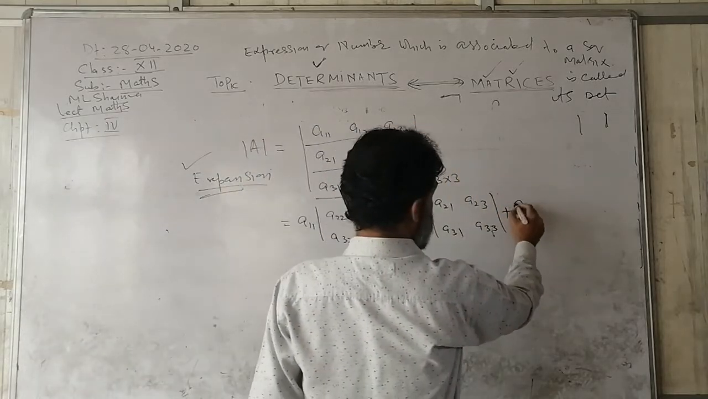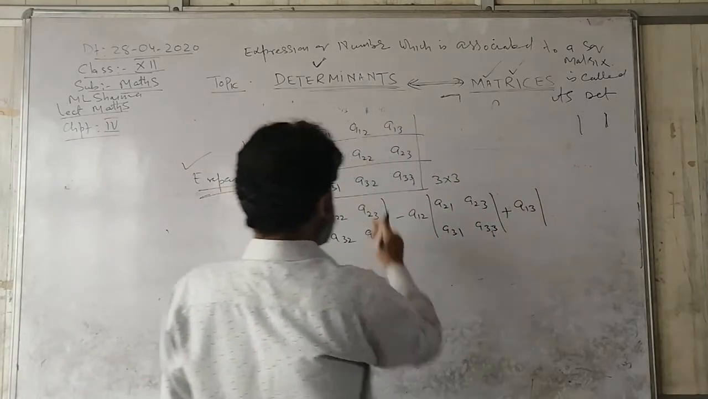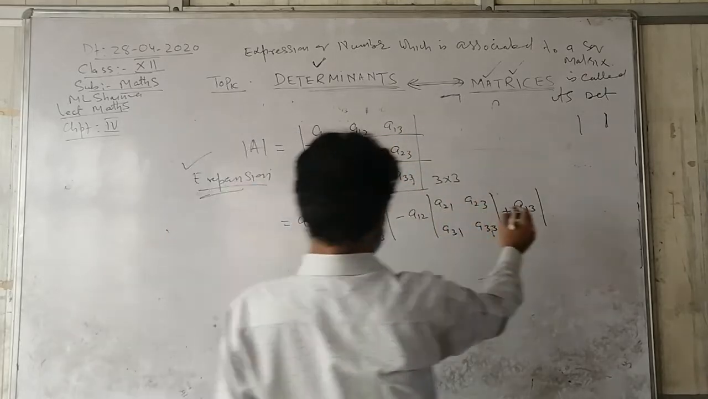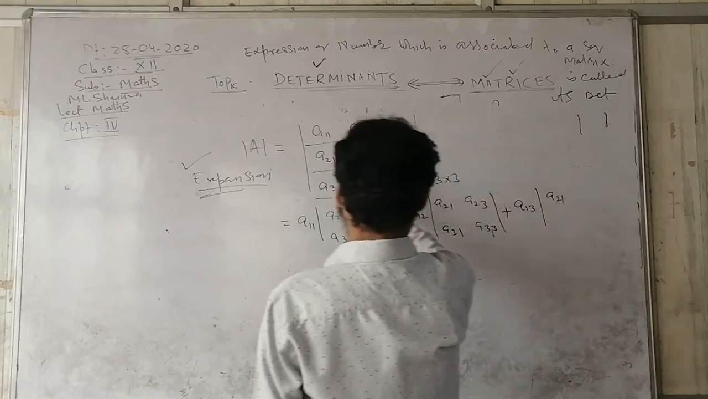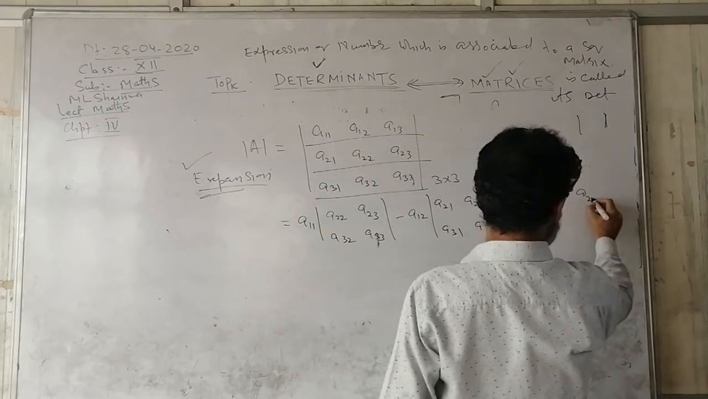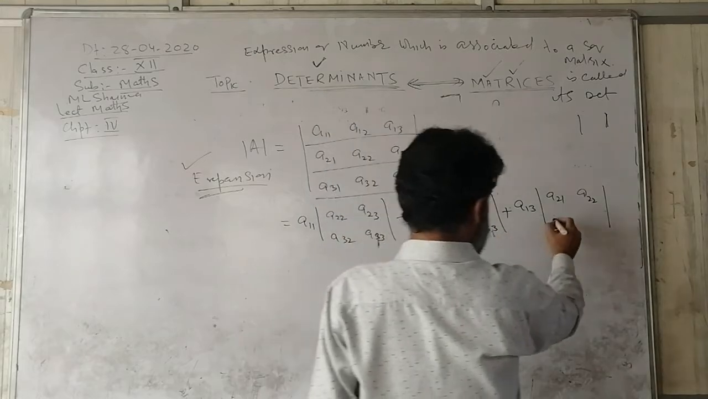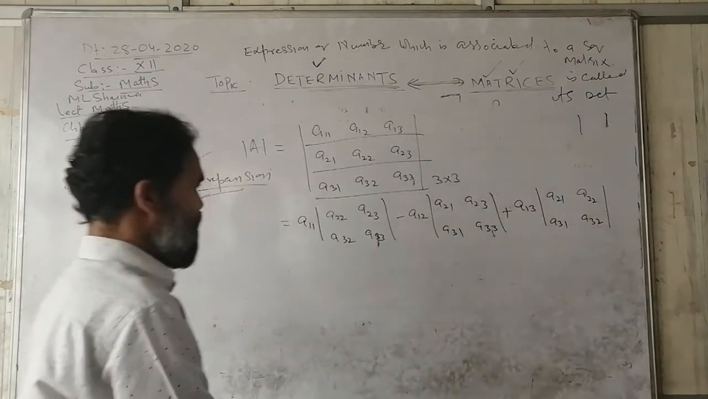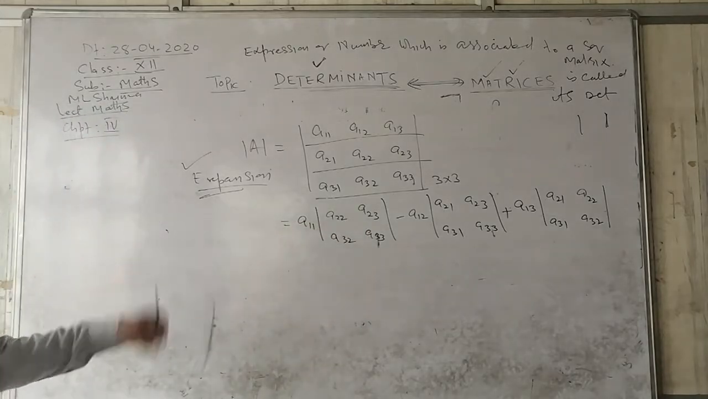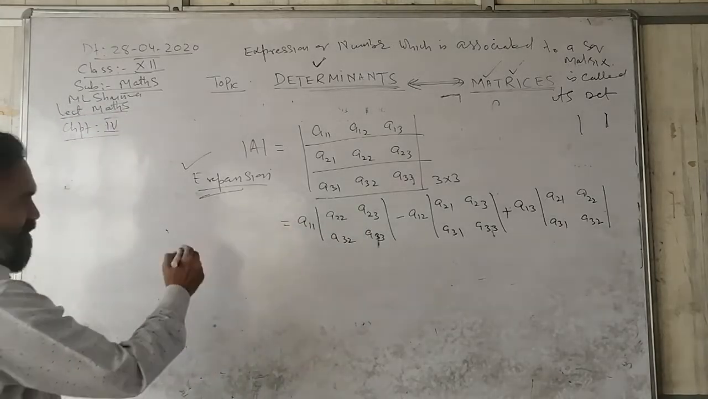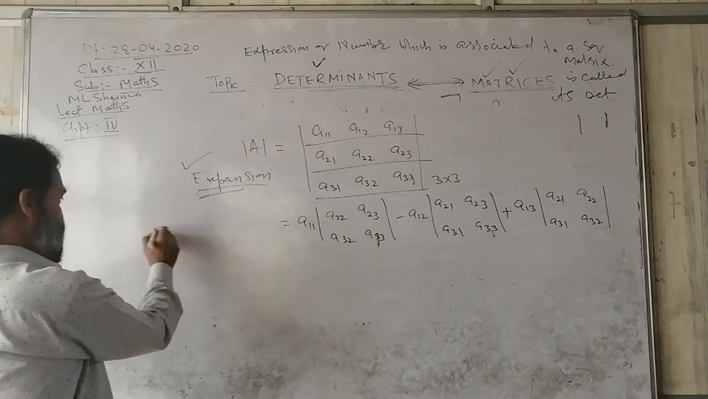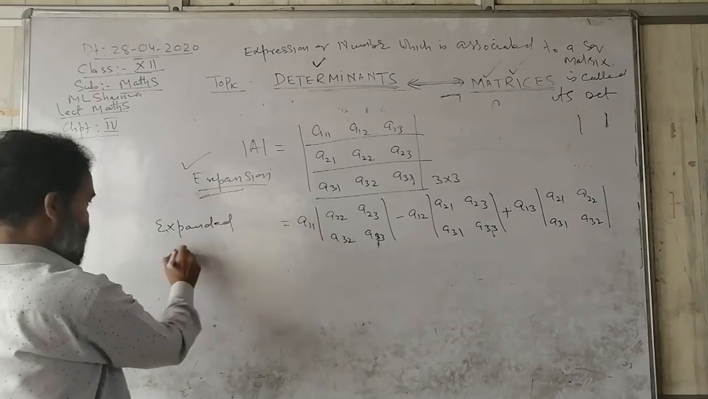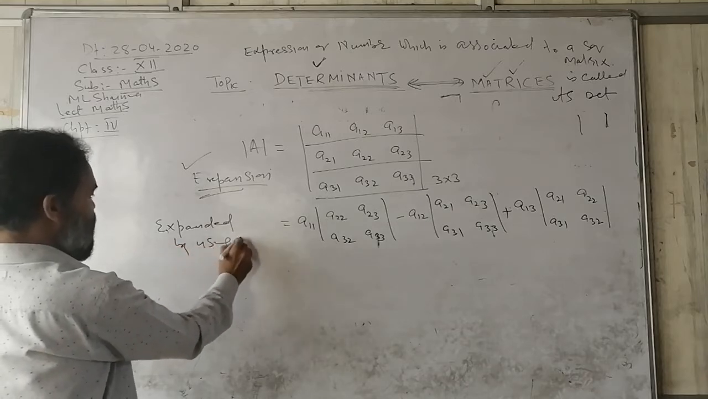Then for the last element A13, if I delete this row and this column, I will be left with A21 and A22, A31, A32. So this is the way in which a determinant of 3 by 3 is expanded, and I have expanded this determinant by using R1.